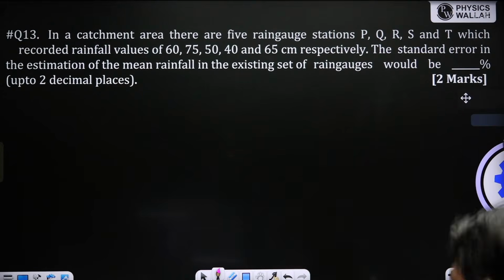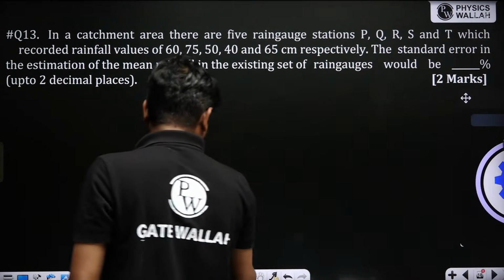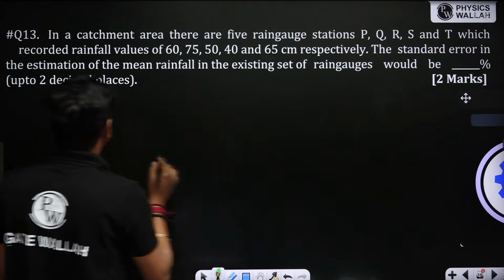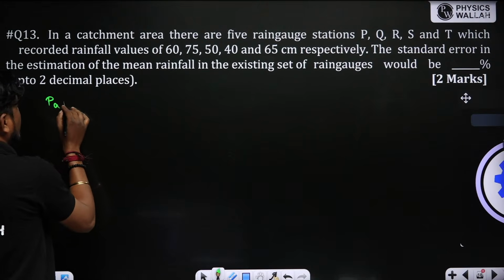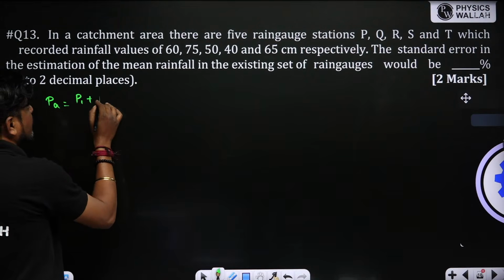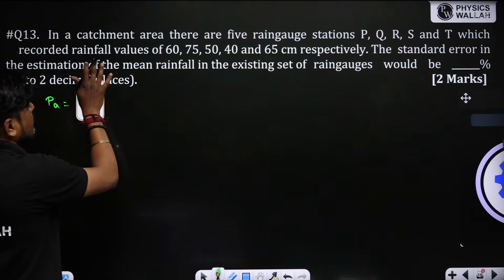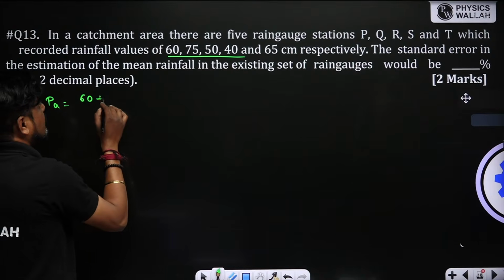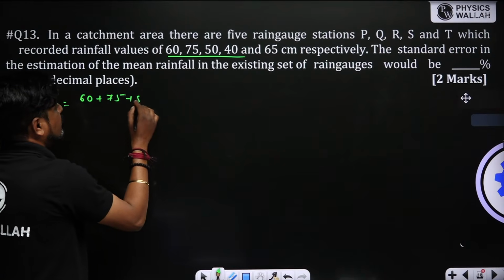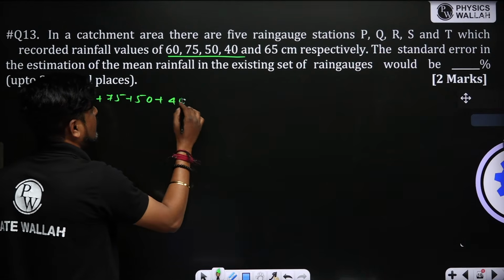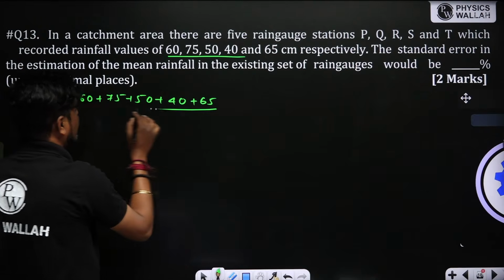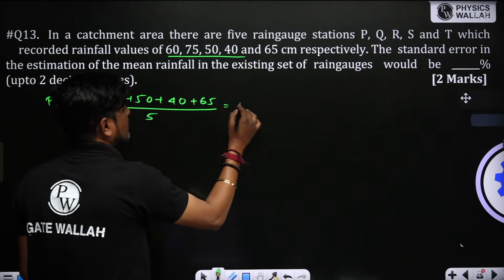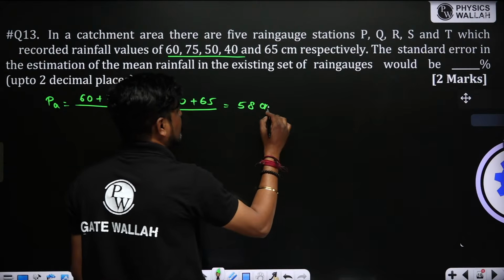So it is a simple question. What is there? Nothing. First you should find out Pa value. So Pa is equal to P1 plus P2, so all values you add. These are the values given. 60 plus 75 plus 50 plus 40 plus 65 divided by 5. So I think you will get 58 centimeter.